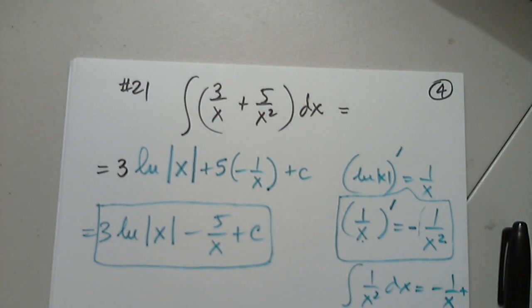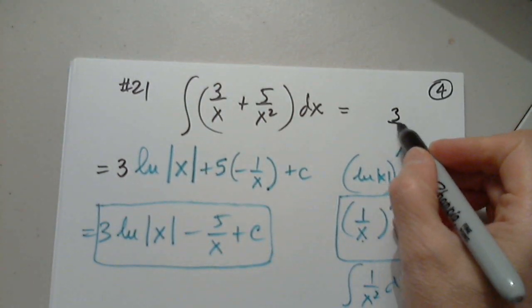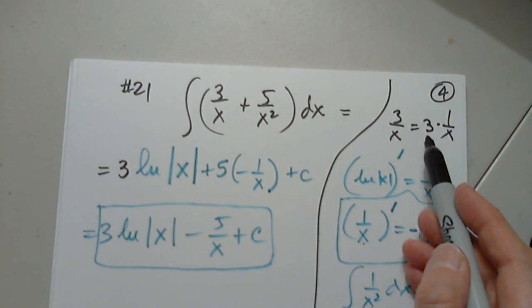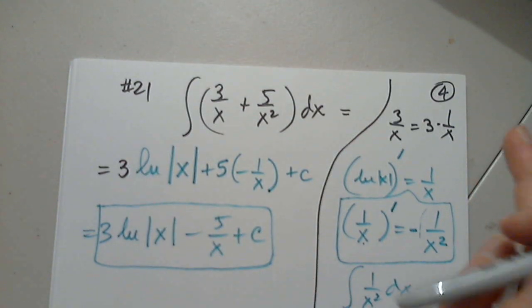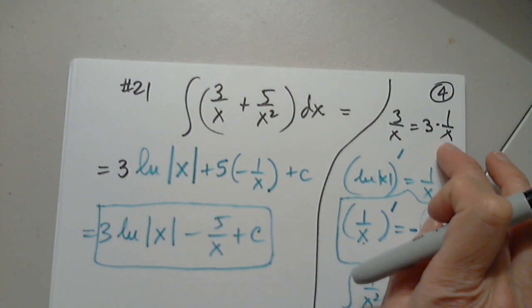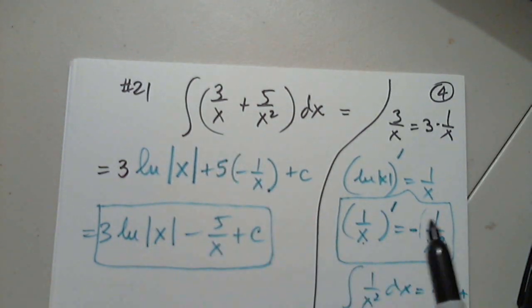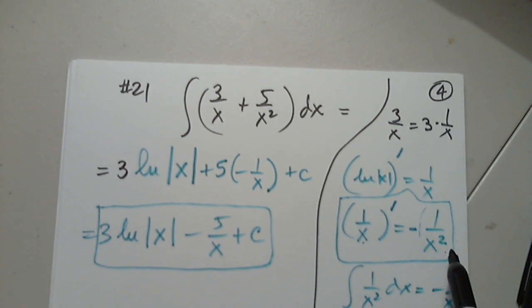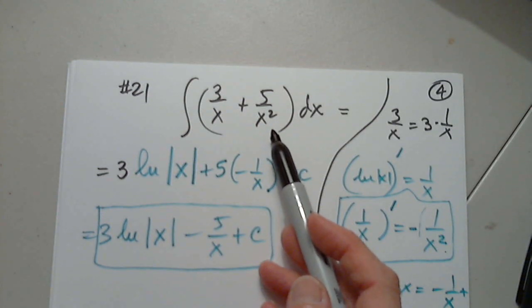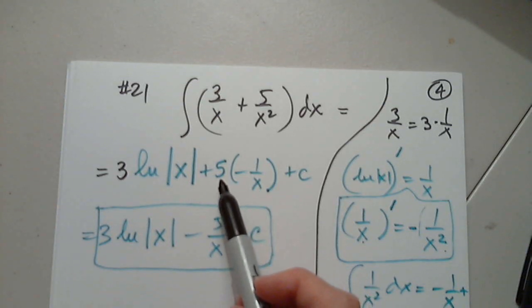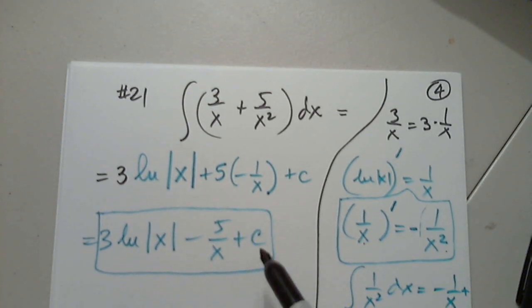So, however, let's do this one more time. The 3 stays outside. How come? Well, 3 over x is 3 times 1 over x. Same thing. So 3 outside. Which function prime is 1 over x? Well, it's natural log of the absolute value of x. And here, we know that 1 over x prime is negative 1 over x squared. When we integrate 1 over x squared, we get negative 1 over x, with 5 in front, of course. So negative 5 over x plus a constant c.